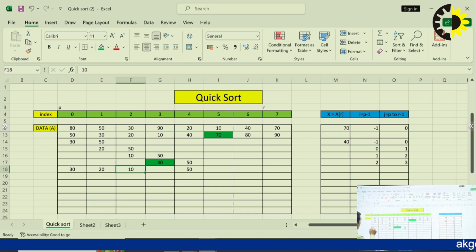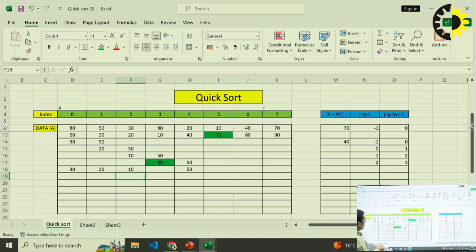Now here P is 0 and R is 2. So now x equals A[R], means 10. x equals 10 for this subarray. And i equals P minus 1, that is 0 minus 1, that is minus 1. And j starts from P to R minus 1.